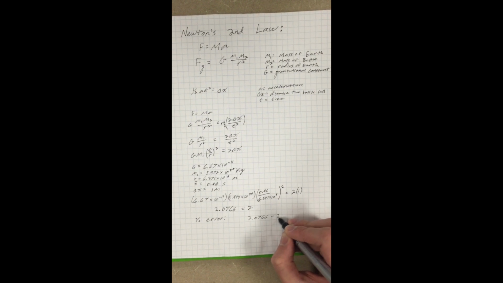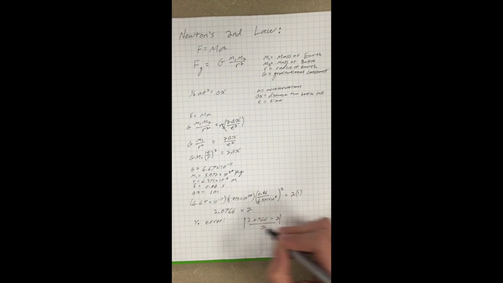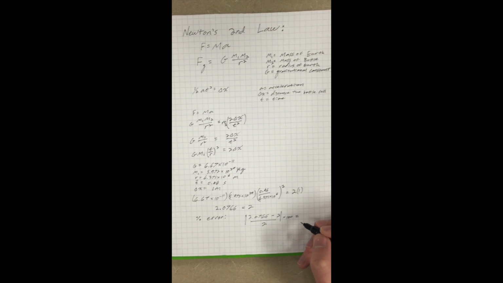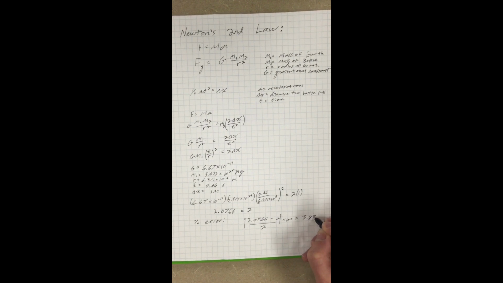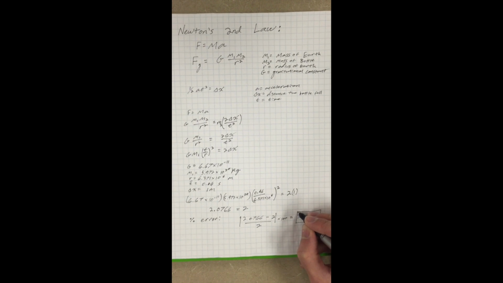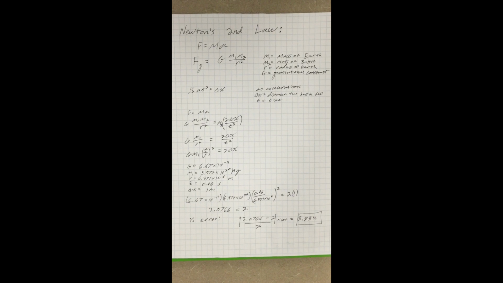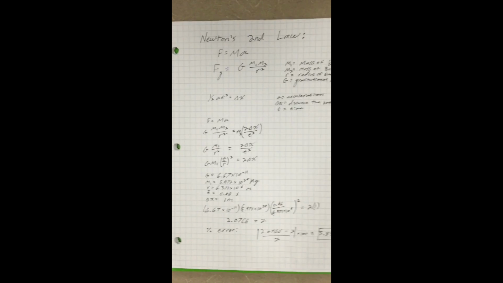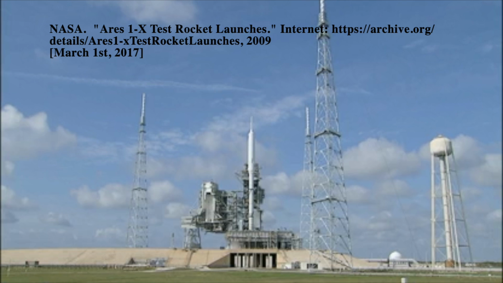Therefore, our percent error, observed value minus expected value over expected value, is 3.83%. Therefore, our trials modeled Newton's second law within 3.83%. An application of Newton's second law is the rocket launch.